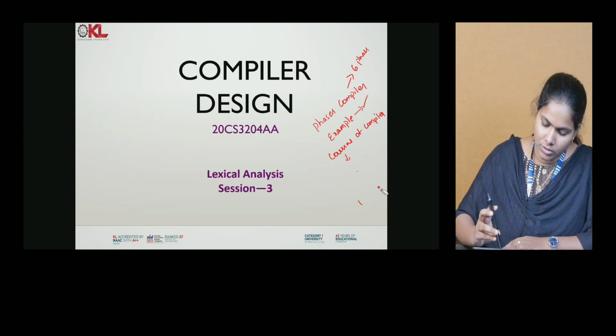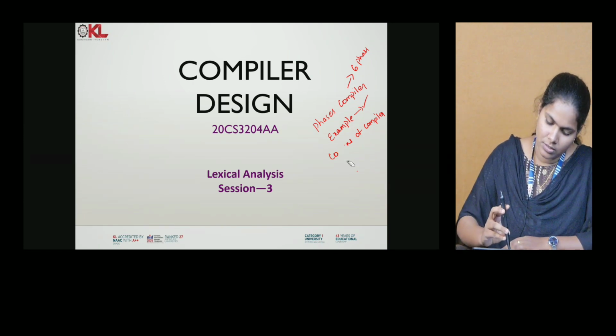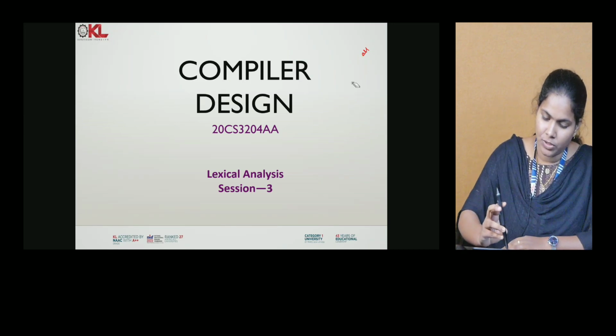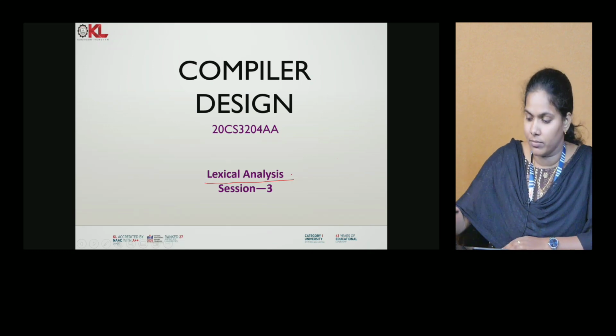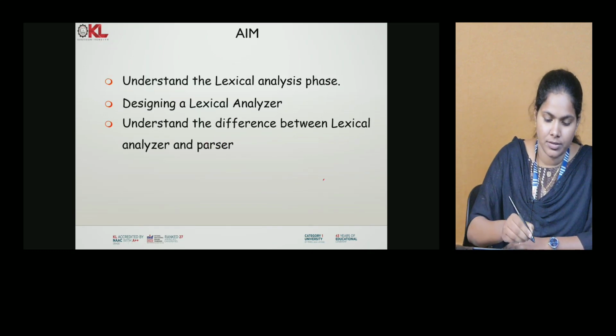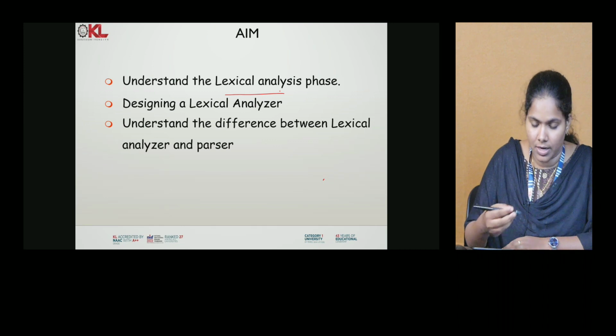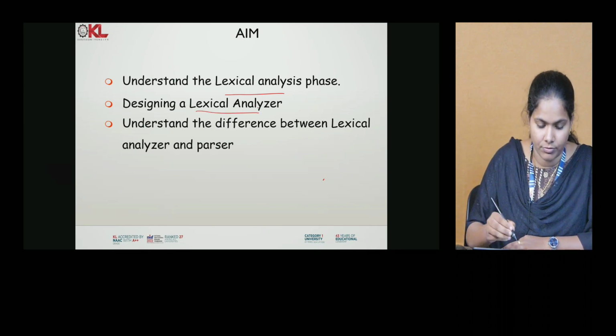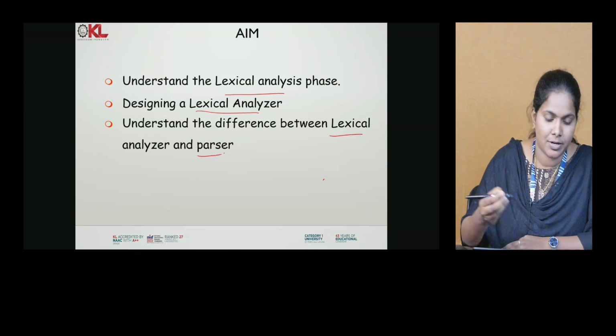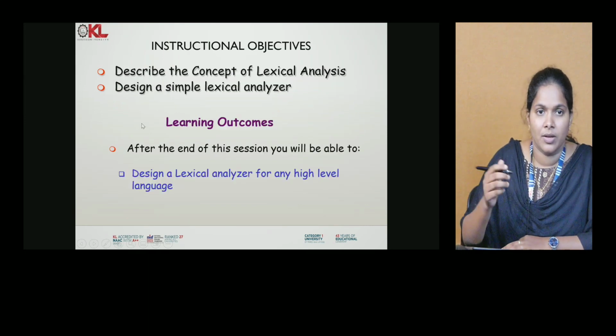Now we will go for the first phase. What is the first phase? That is lexical analysis. So we will understand the lexical analysis phase in this class, and what the lexical analyzer is, and we will see the difference between lexical analysis and the parser in this one.